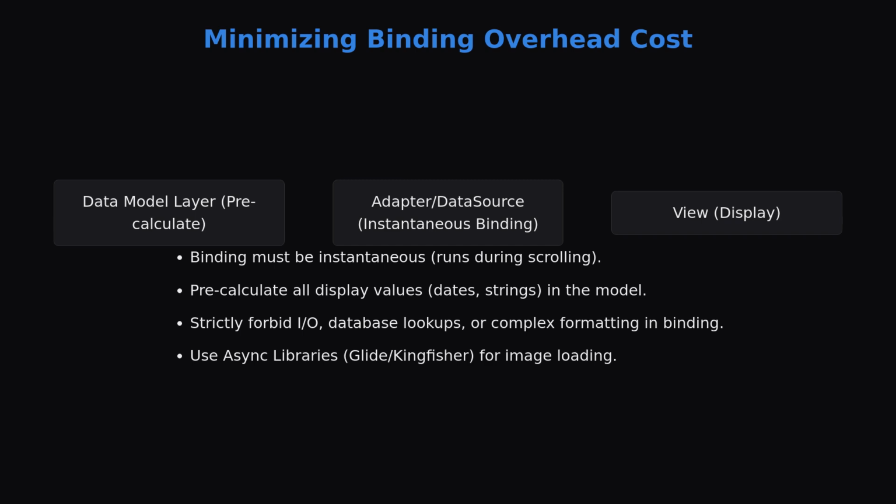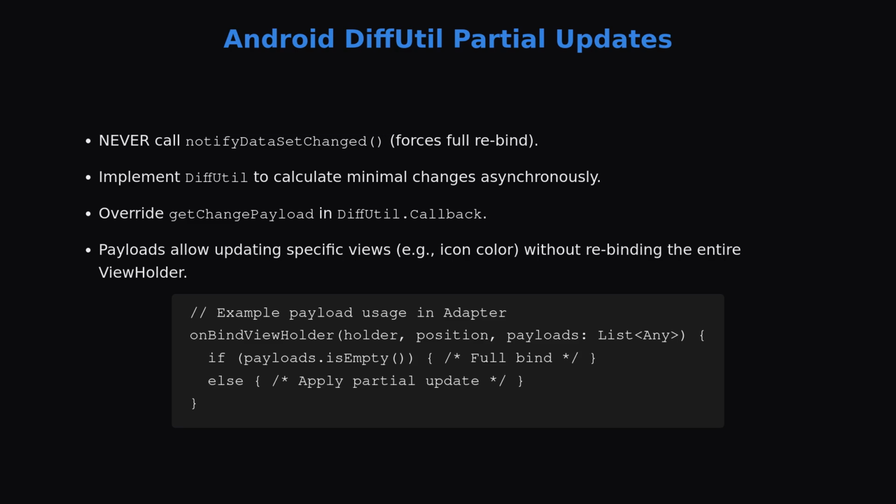For image loading tasks, utilize asynchronous libraries like Glide or Coil on Android, or Kingfisher or SDWebImage on iOS. These libraries handle caching and background loading automatically. This ensures the main thread is never blocked waiting for image data retrieval or decoding, maintaining the critical 16.67 millisecond frame budget. Never invoke notifyDataSetChanged for list updates, as this command forces the complete rebinding of every visible item, inevitably causing noticeable jank.